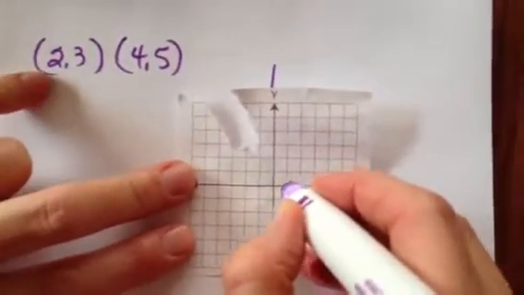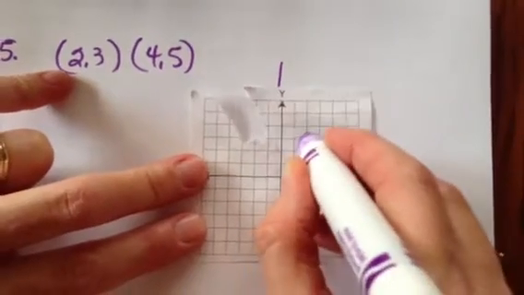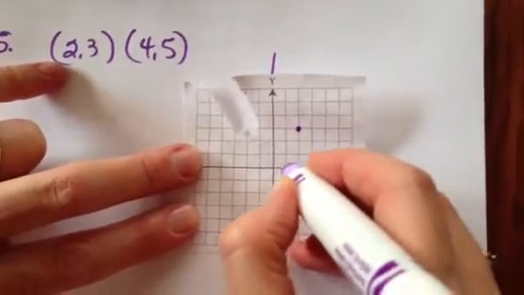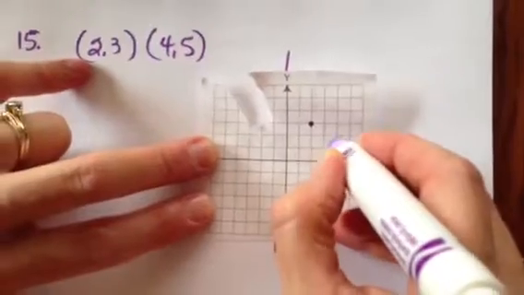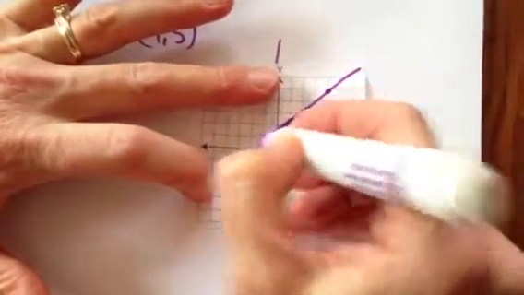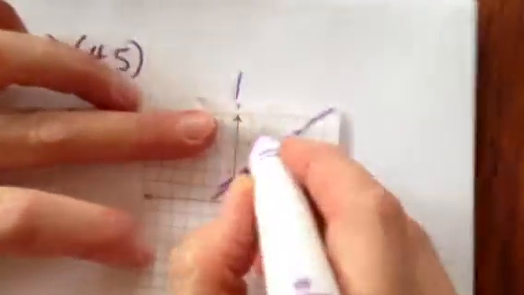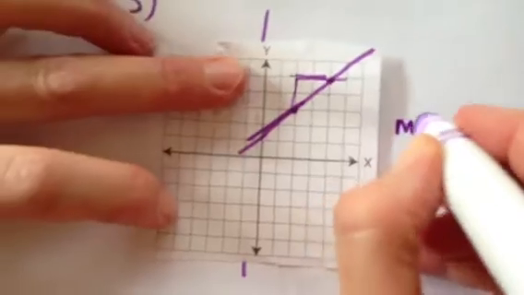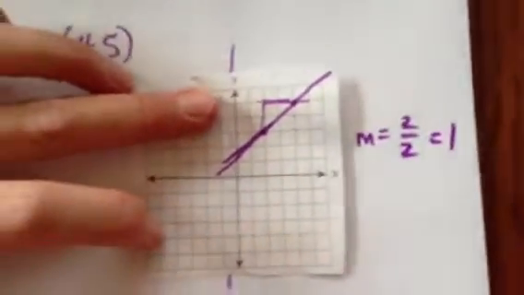You could do this the old-fashioned way. You could go over 2 and up 3. I could go over 4, 1, 2, 3, 4, and up 5, 1, 2, 3, 4, 5. And I could draw my line. It's wanting an equation for this line. Okay, hopefully you remember how to find your slope. And notice you went up 2 and over 2, which is a slope of 1.